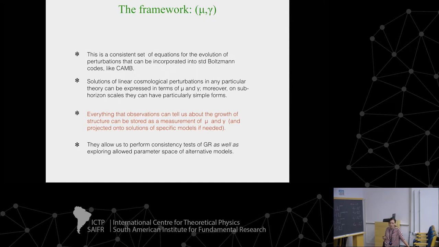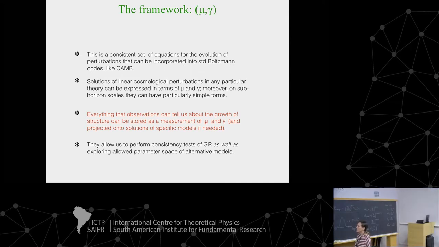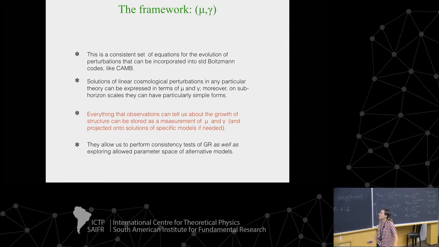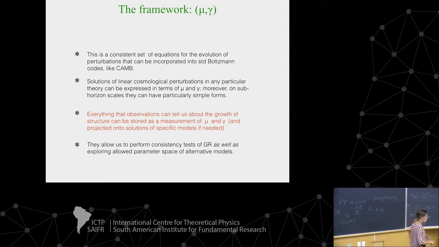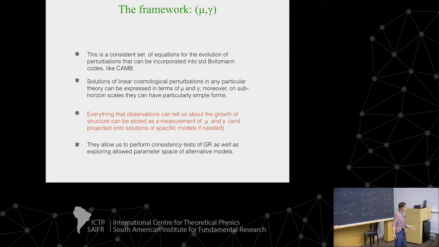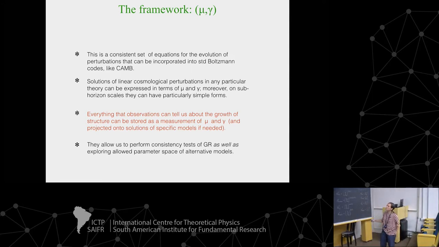If you work with CAMB, you typically have to translate from Newtonian gauge to synchronous gauge. It's a little bit tricky, but you can do it. And you have a set of modified Einstein equations that you enter in your code, with which you can evolve your perturbations from early time till today. Ideally, of course, you will have to make a choice for mu and gamma, and I will get to that. But then you have predictions. You compare them with data, and whatever the data tell you, you put it into this mu and gamma.